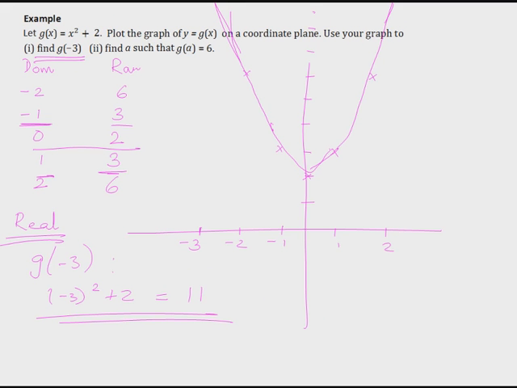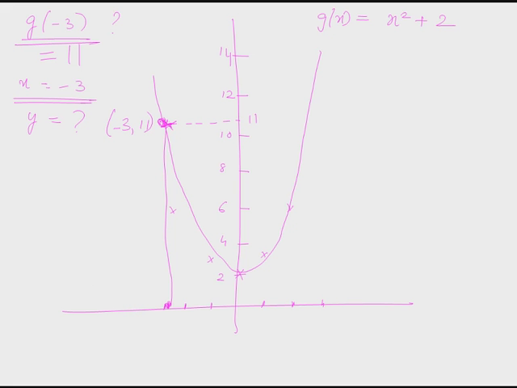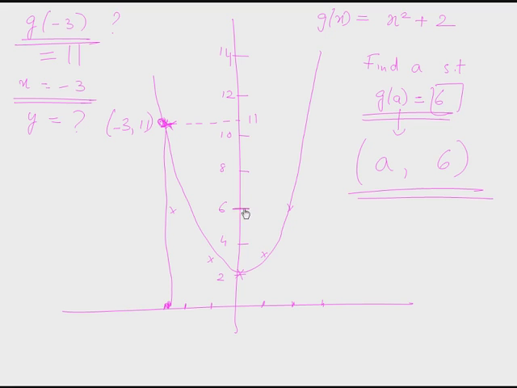Find a such that g(a) is equal to 6. Okay. Find a such that g(a) is equal to 6. So I need to find an x-coordinate, they called it a, whose y-coordinate is 6. So basically the question is find a when the y-coordinate is 6. So which are the points with y-coordinate 6? I go to 6 on the y-axis and I go to my graph.